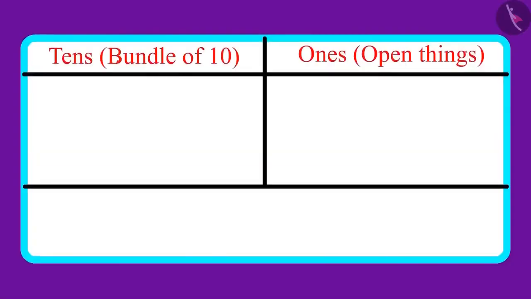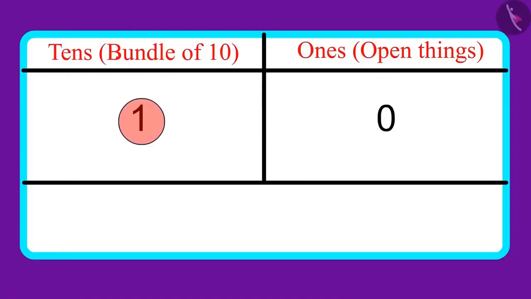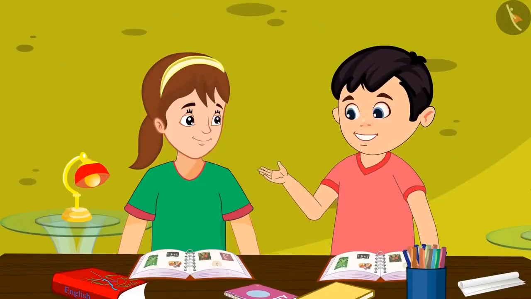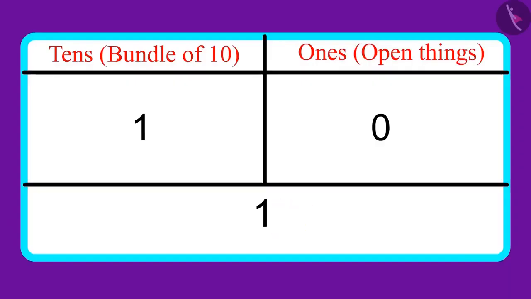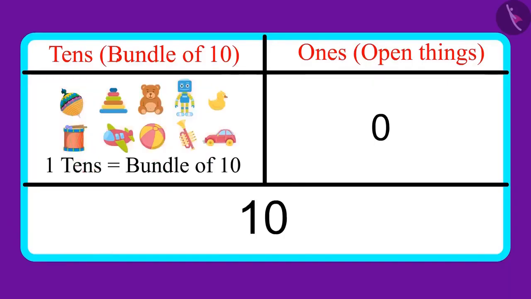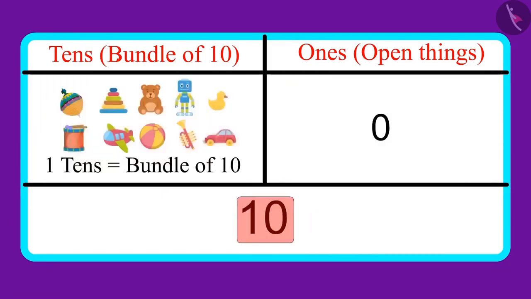Okay, Chotu. There are 1 tens and 0 ones in the number of toys. This is wrong, Chotu. 1 tens and 0 ones means you have just 1 toy. But there are many toys in the cupboard. No, Aarti, it doesn't mean 1. 1 tens means a bundle of 10. That means I have 10 toys. Did you understand? Oh, yes. So, children, that means 1 ten and 0 ones make 10.